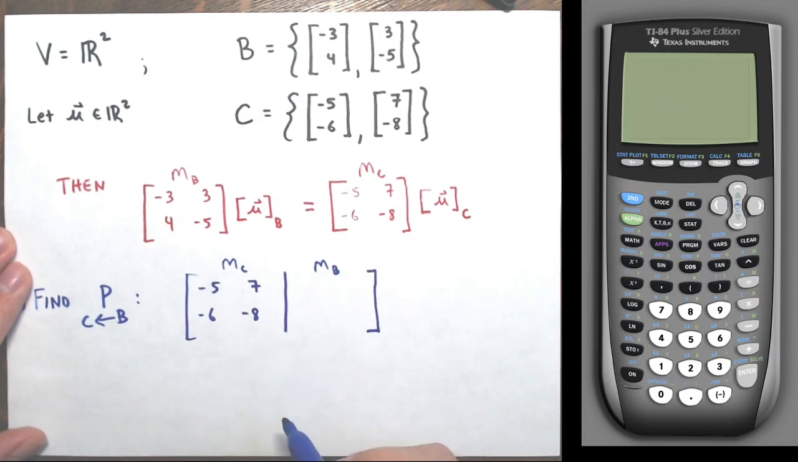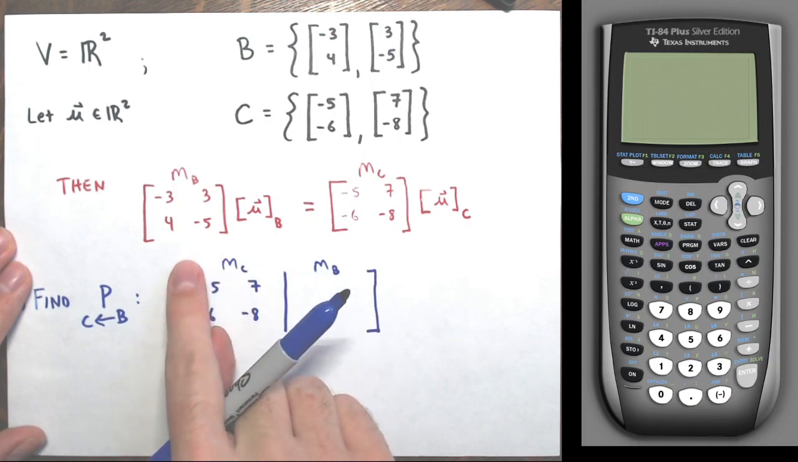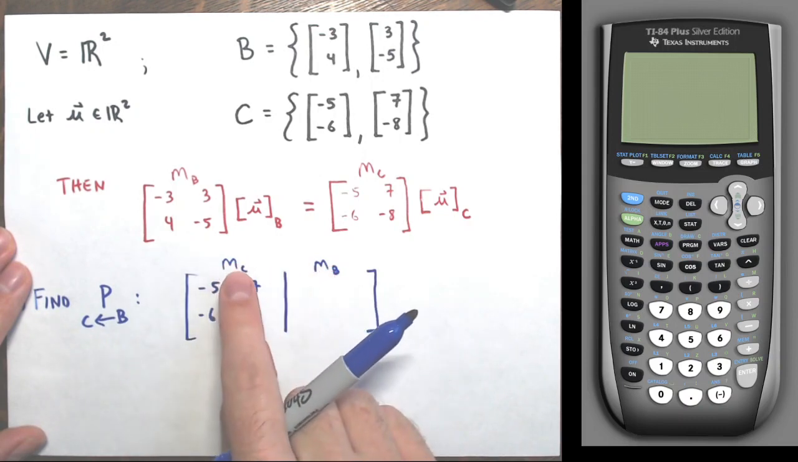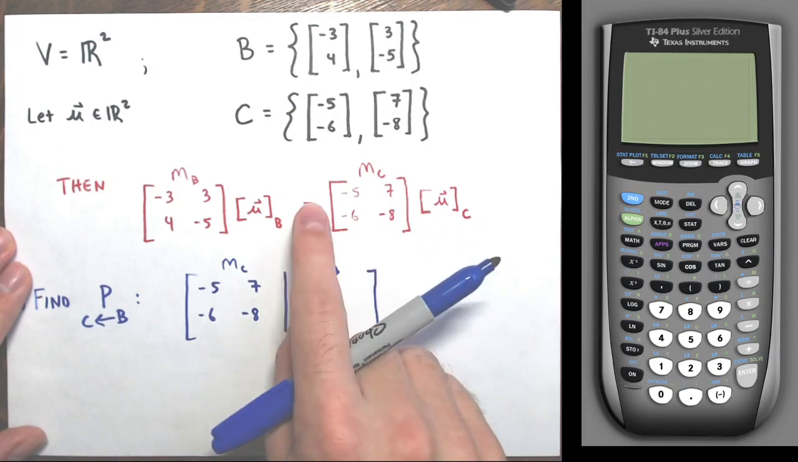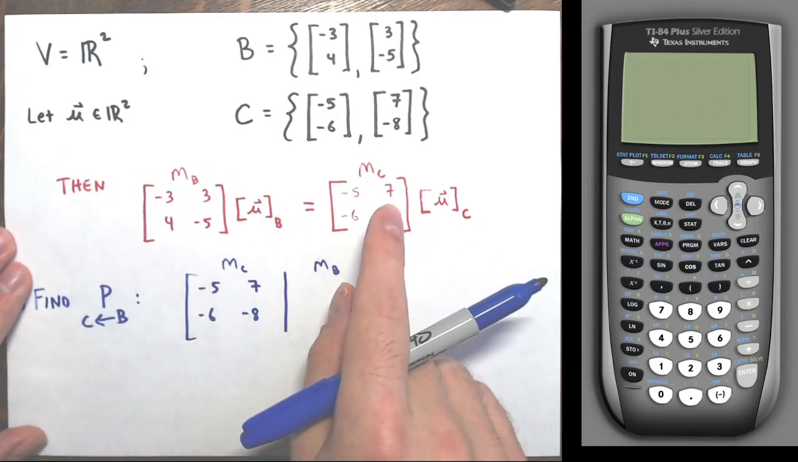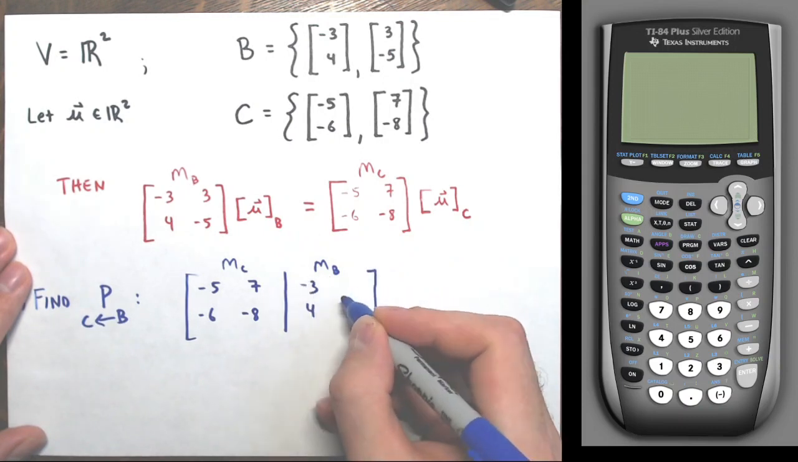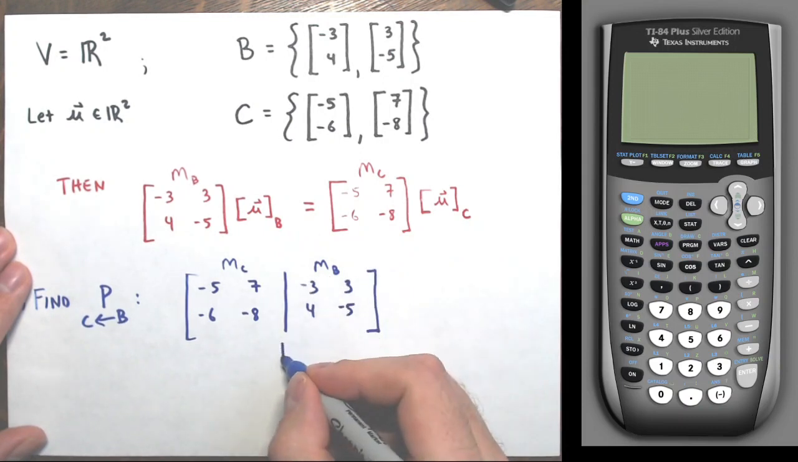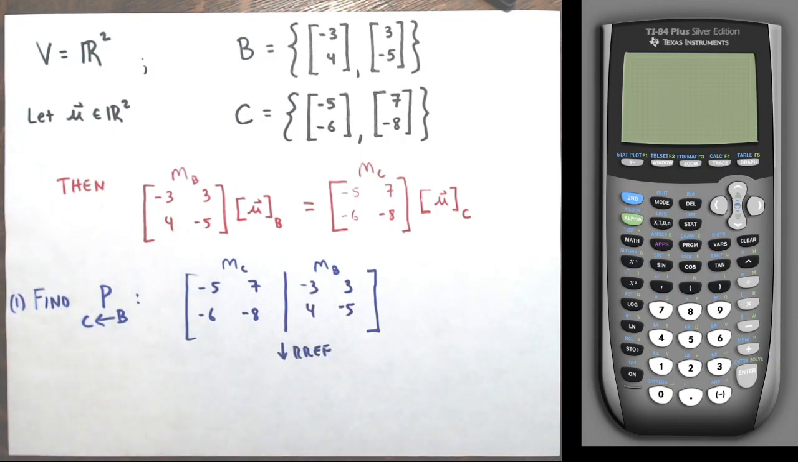And then we'll put it in reduced row echelon form. It would be just as though I was multiplying on the left side by MC inverse, which is what I would do if I wanted to solve for the coordinates with respect to C. I would multiply on the left side by MC inverse. And over here, MB: -3, 4, 3, -5. And I'm going to go to the calculator and put this in reduced row echelon form.